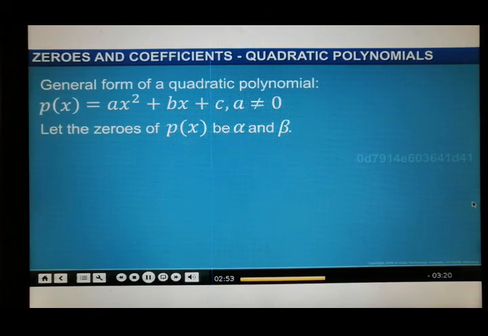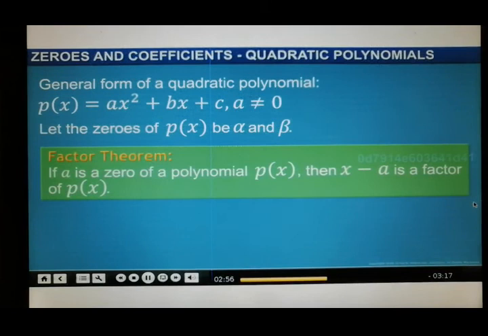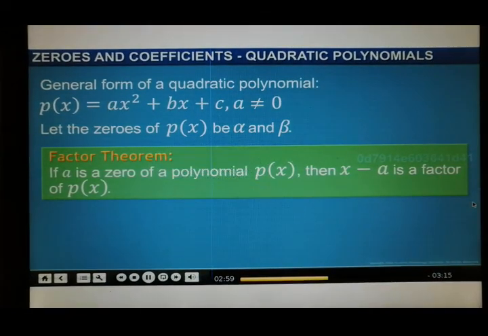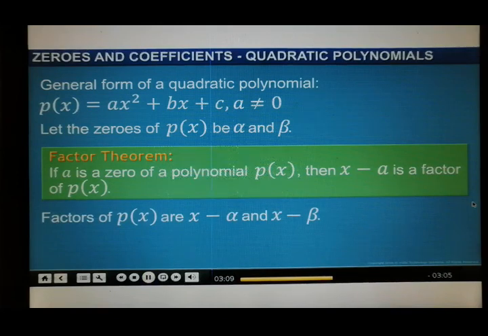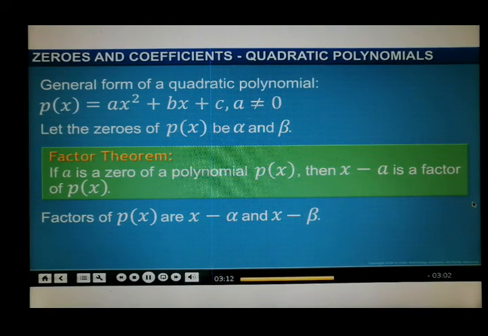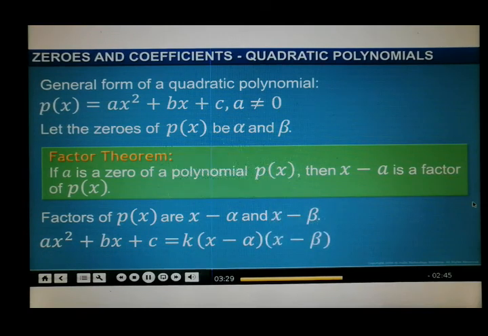Here we will apply the factor theorem to determine the factors of p of x. Recall that the factor theorem states that if a is a zero of a polynomial p of x, then x minus a is a factor of p of x. In case of a quadratic polynomial, if alpha and beta are zeros of the polynomial p of x, then the factors of p of x are x minus alpha and x minus beta. Thus, the quadratic polynomial is equal to k multiplied by x minus alpha multiplied by x minus beta, where k is a constant not equal to 0.